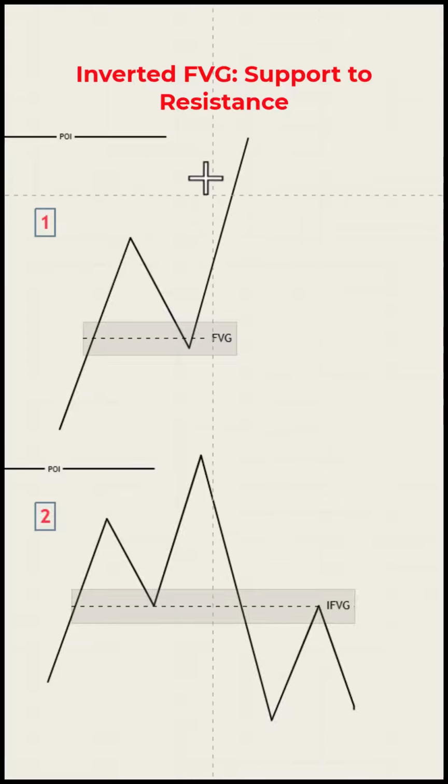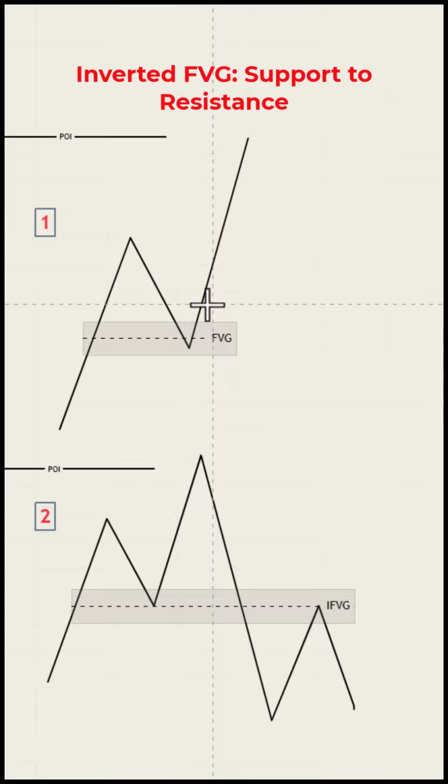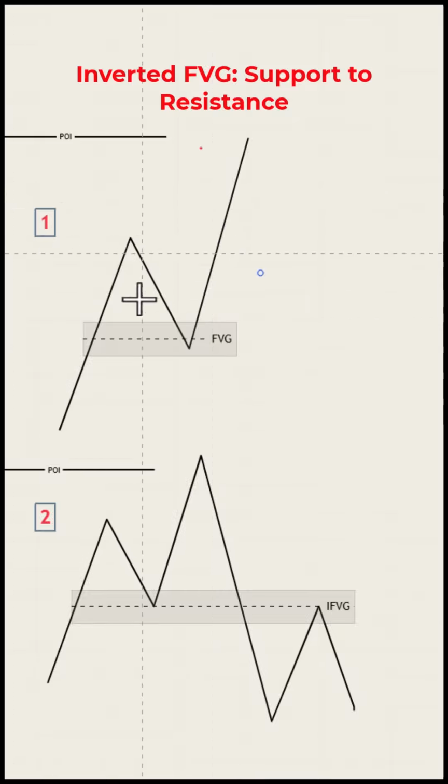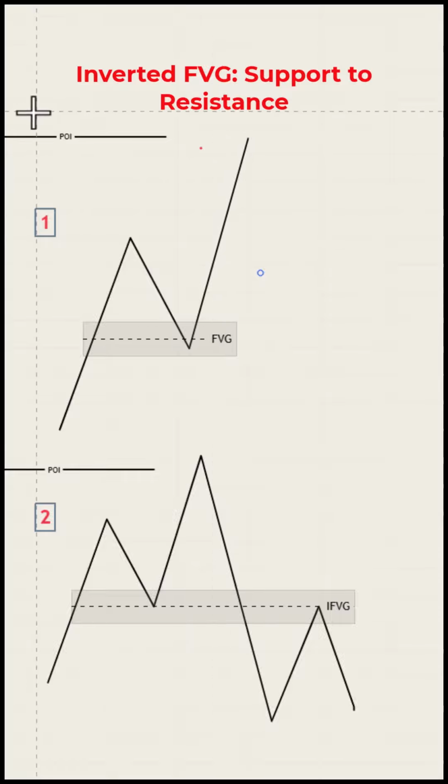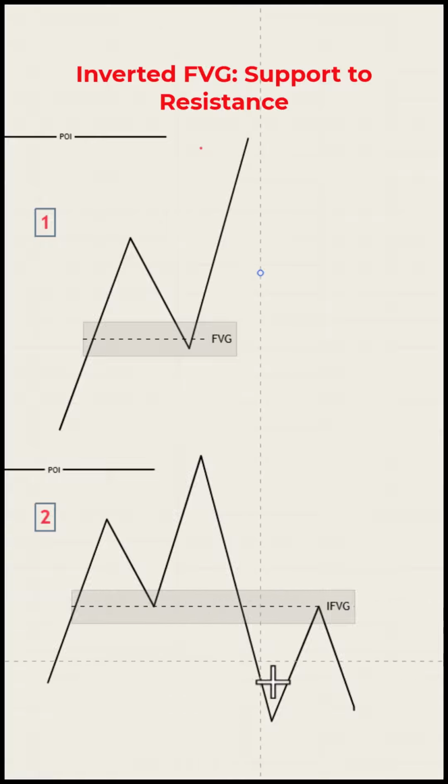I'm going to use these two depicted diagrams to explain how a fair value gap acting as a support can turn into an inverted fair value gap and then act as resistance. Here on this first diagram, we see a fair value gap acting as a support to push prices to this point of interest. And when price violates the same fair value gap on the second diagram, we see that the fair value gap has turned to an inverted fair value gap, now serving as a resistance because we see price resisting at the inverted fair value gap.